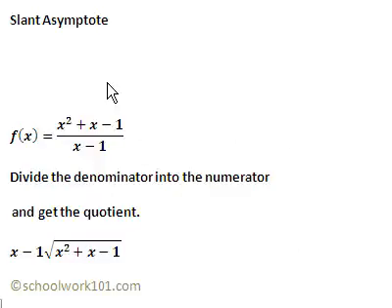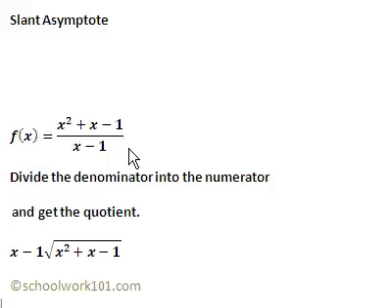In a previous lesson we talked about finding horizontal asymptotes, and now we want to talk about another possibility, and that is a slant asymptote. So if you don't have a horizontal asymptote, you may have a slant asymptote. So here's our function: f of x is equal to x squared plus x minus 1 over x minus 1.